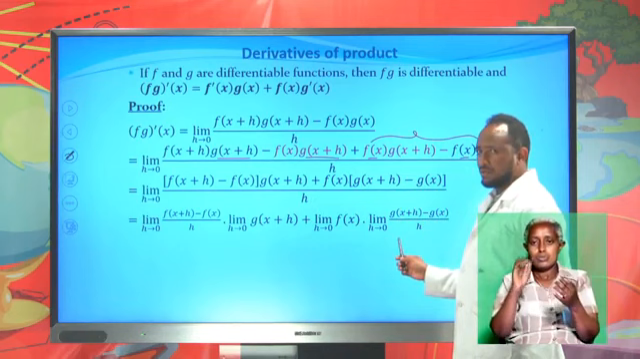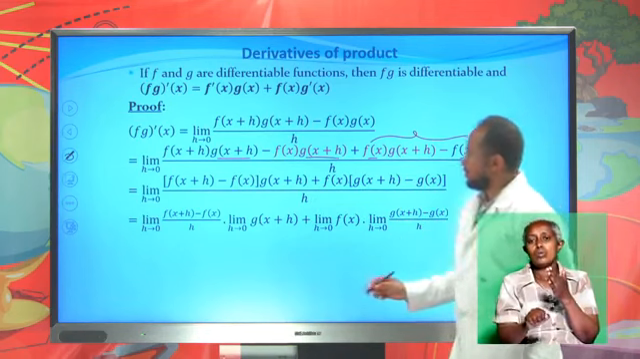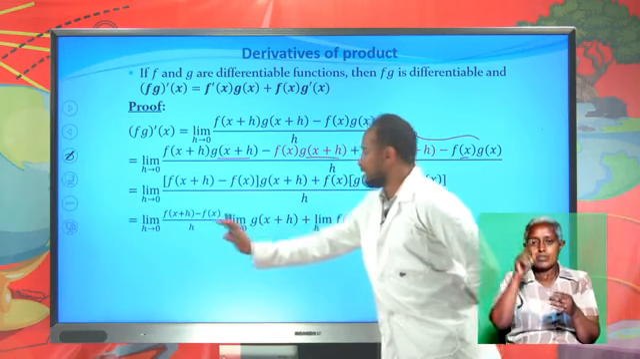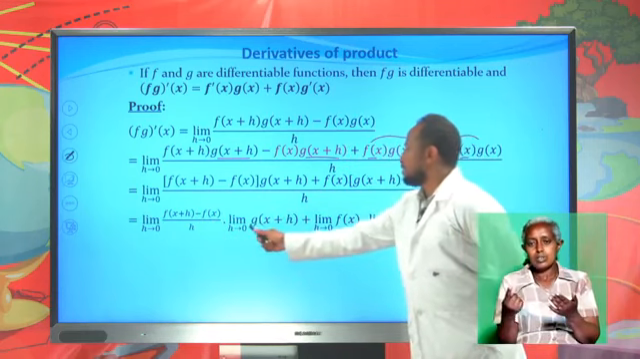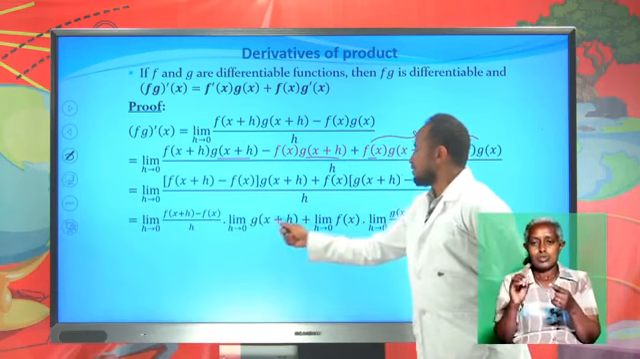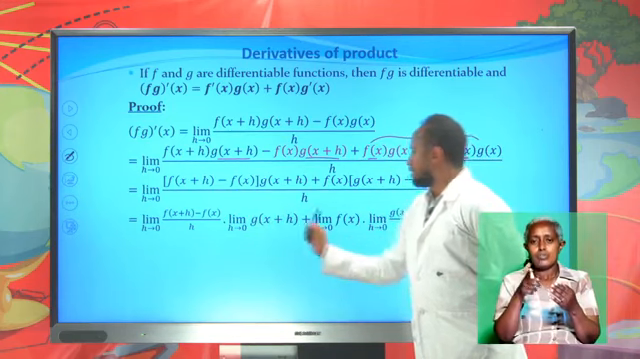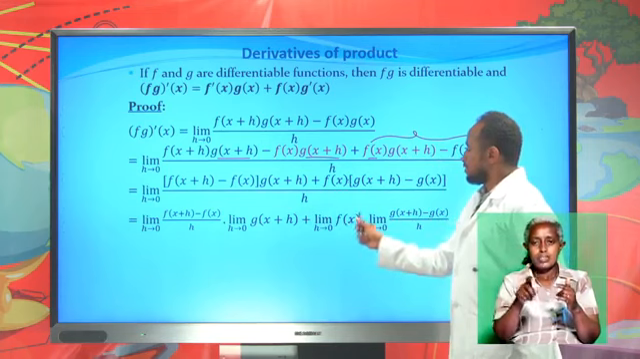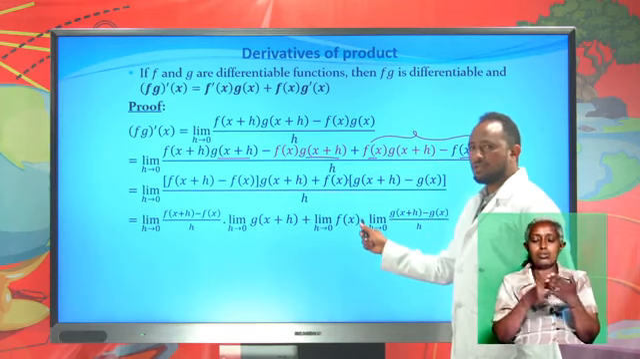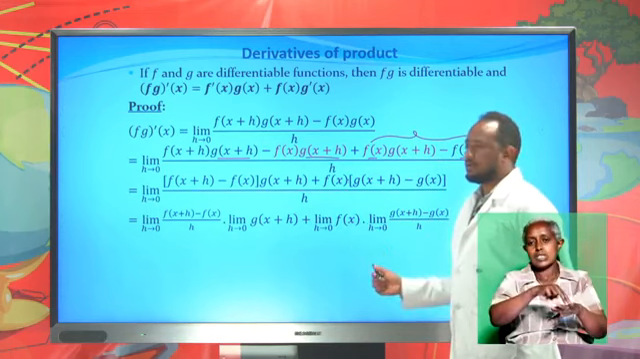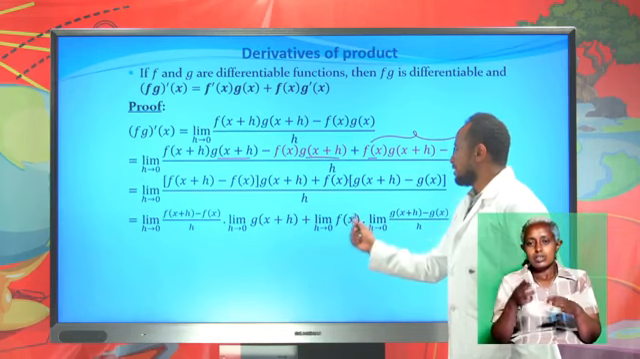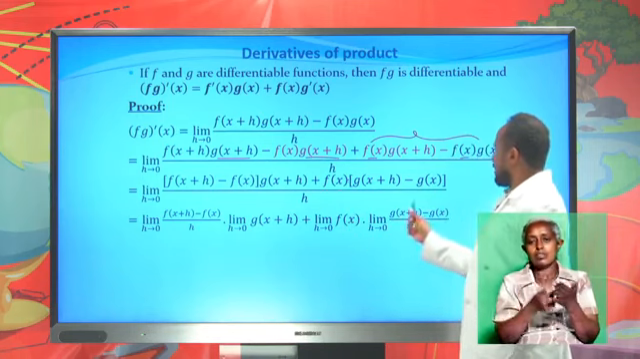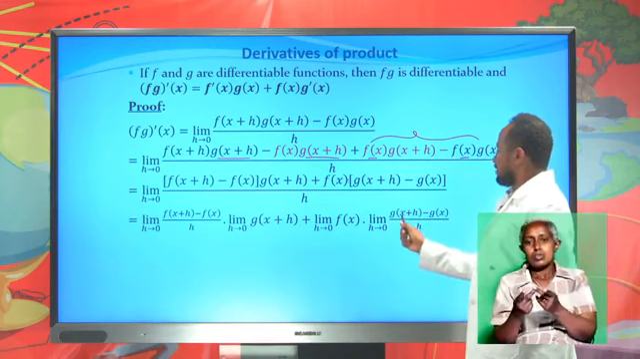We'll have this one. So I hope you know this one. This part will be f derivative of x, and in this part, when h goes to 0, this becomes 0. So you will have g of x here, plus the limit of f of x where h goes to 0. This is independent of h, so it is constant with respect to h. Therefore, its limit will be f of x itself, times this part, which is the derivative of g at x.